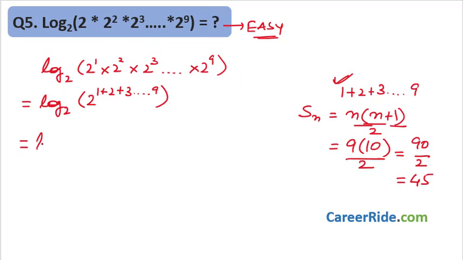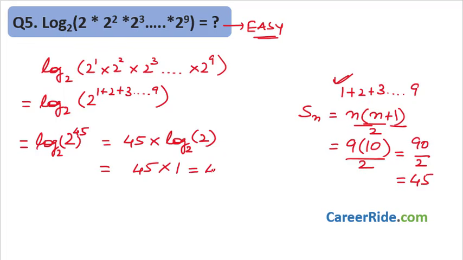This can be written as log 2 to the power 45 to the base 2, right? Now, from our power rule, we know that this 45 will come out and get multiplied: 45 multiplied by log 2 to the base 2. Now, this is super simple for you. Log 2 to the base 2, you know, is 1. It gets multiplied by 45. So, the answer is 45. Looks to be a difficult question, but see how easy its answer is and how easy it is to solve it. All that you have to do is apply the properties that you have learnt already.